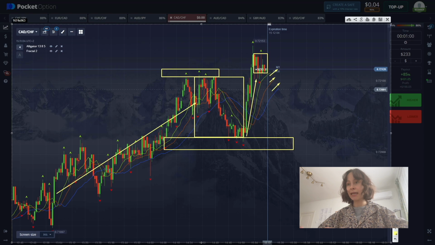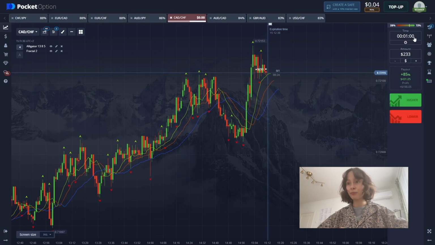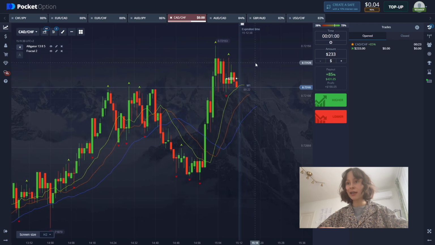Here we see a little pullback. Yes, it seems like it's the accumulation zone, and generally we see the emergence of the green candle and opening the deal, according to the trend, of course. We see great volatility, but I think that at the end of the deal, we will see a breakdown, and it should be profitable. So let's observe.